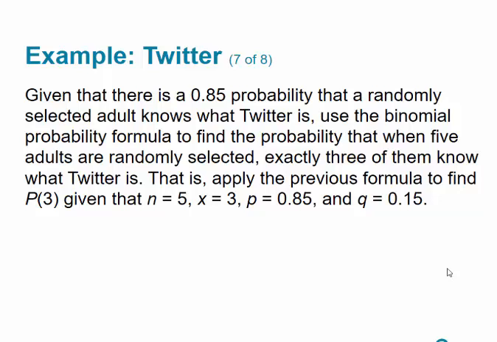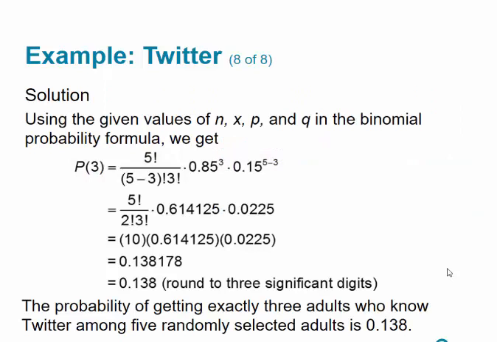So in this example, given that there's a 0.85 probability that a randomly selected adult knows what Twitter is, use the binomial probability to find the probability that when 5 adults are randomly selected, exactly 3 of them know what Twitter is. That is, we're going to apply the previous formula to find P of 3. Given that n is equal to 5, x is 3, p is 0.85, and q is 0.15, we get the following. So the probability of exactly 3 adults knowing what Twitter is 0.138.